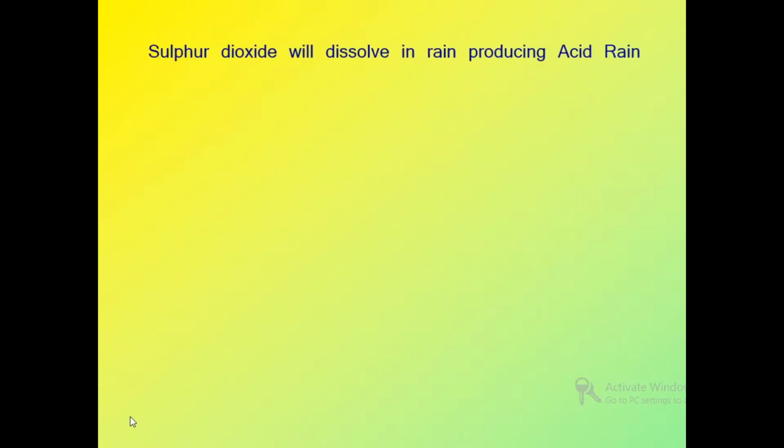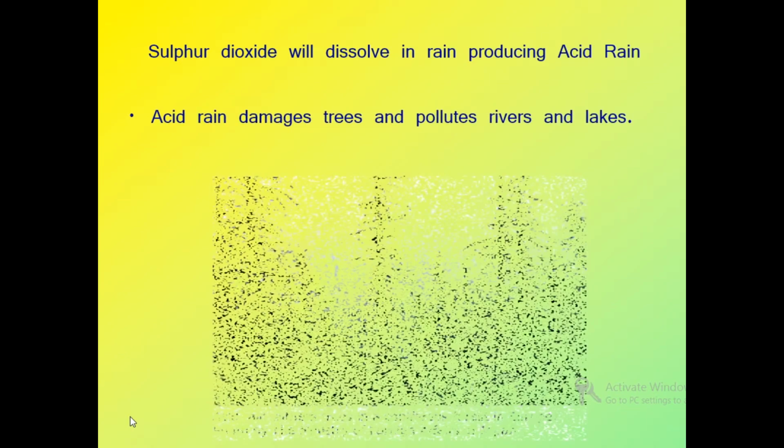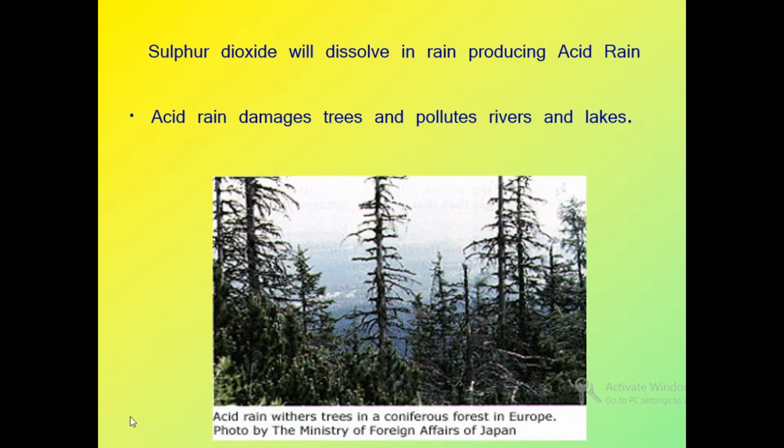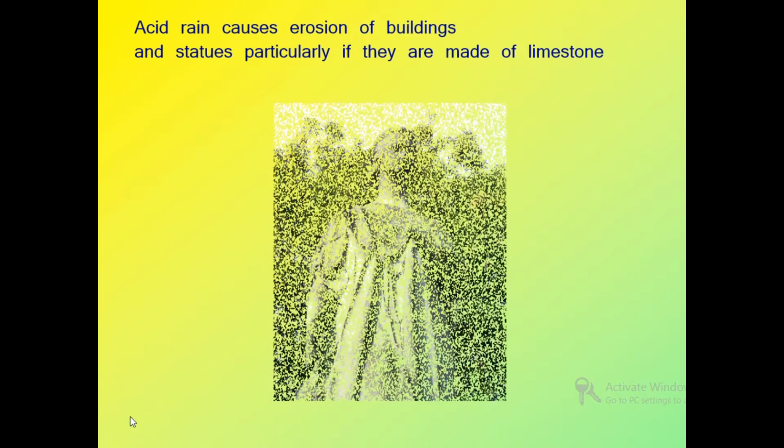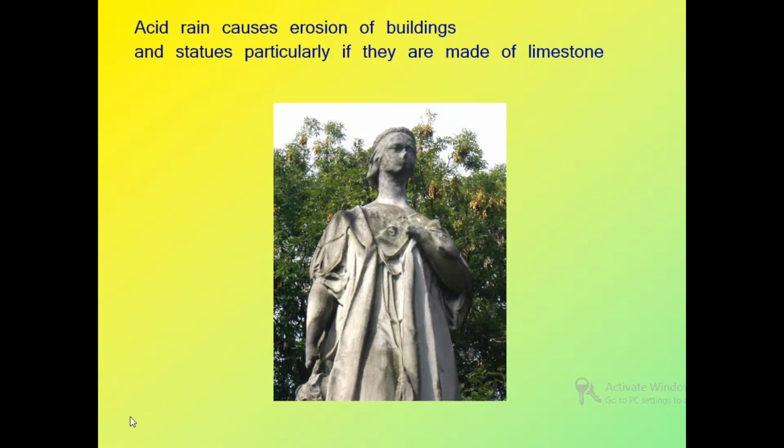Sulfur dioxide will dissolve in the rain, producing acid rain. Acid rain damages trees and pollutes rivers and lakes. Acid rain withers trees in a coniferous forest in Europe. Acid rain causes erosion of buildings and statues, particularly if they are made of limestone. You can see in the example how the statue has been damaged due to acid rain.